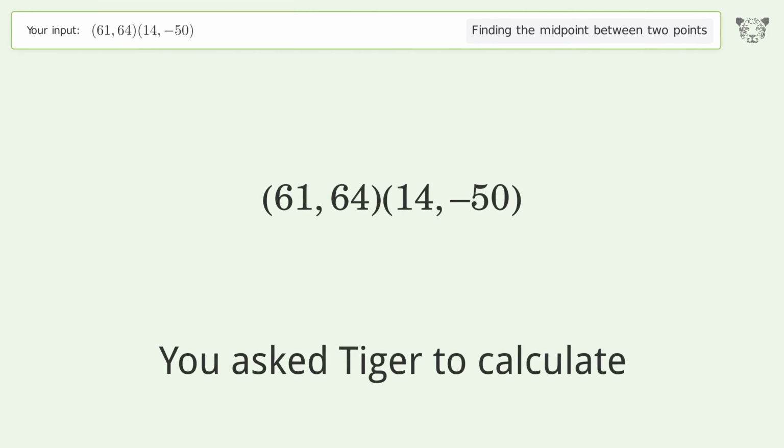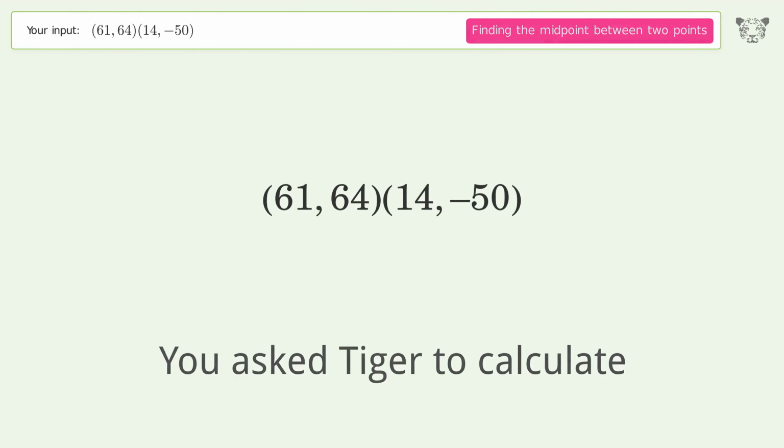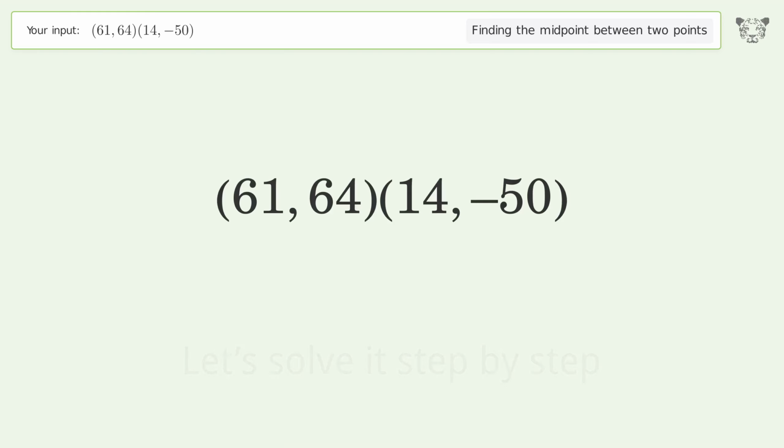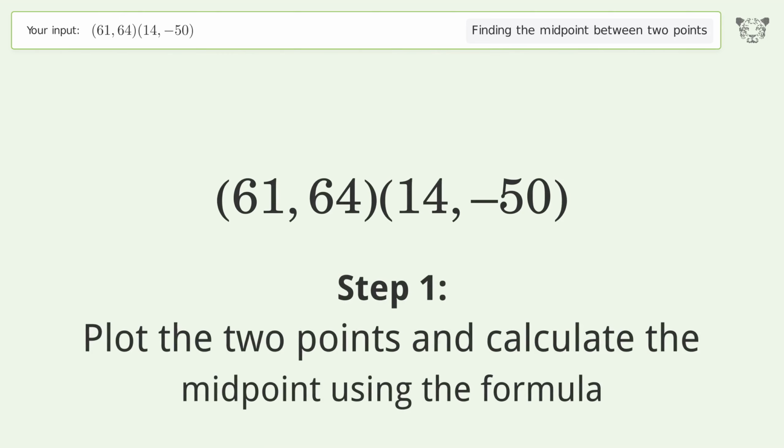You ask Tiger to calculate. This deals with finding the midpoint between 2 points. The midpoint between the 2 points is 37.57. Let's solve it step by step. Plot the 2 points and calculate the midpoint using the formula.